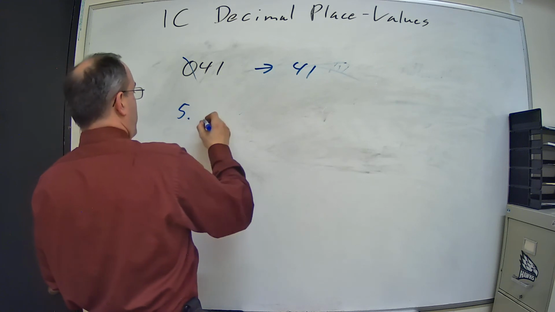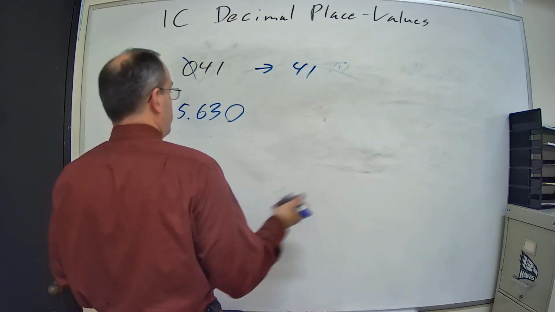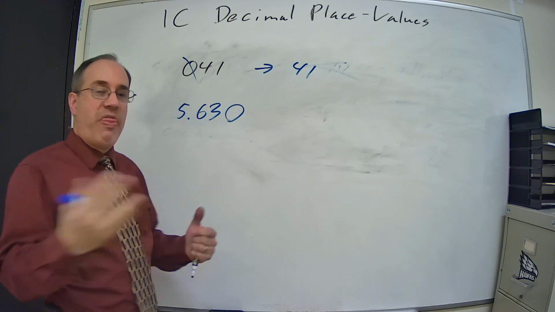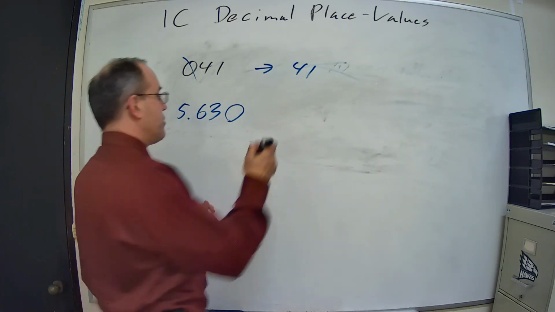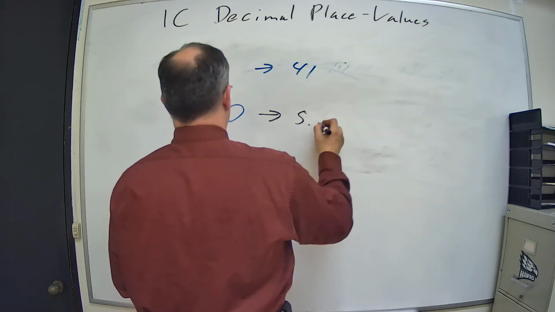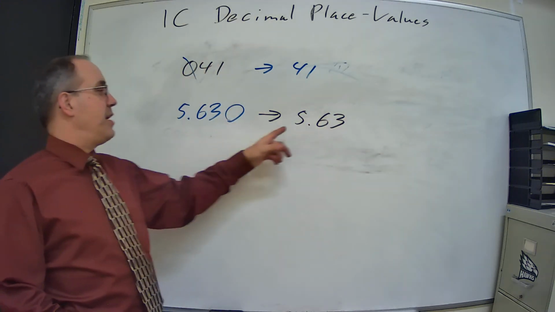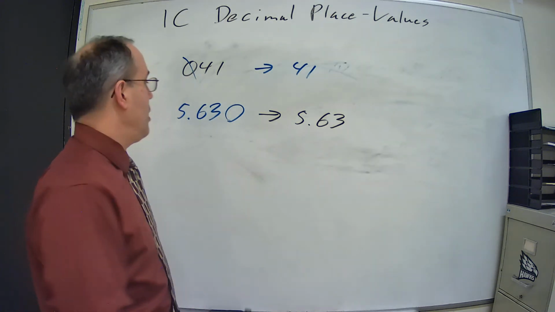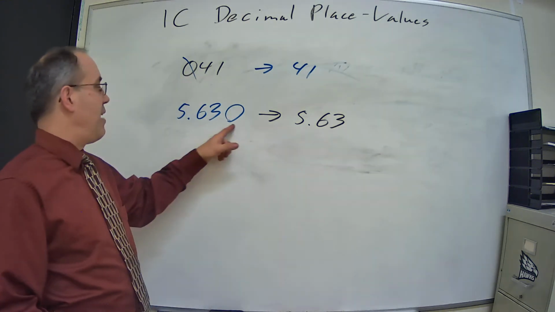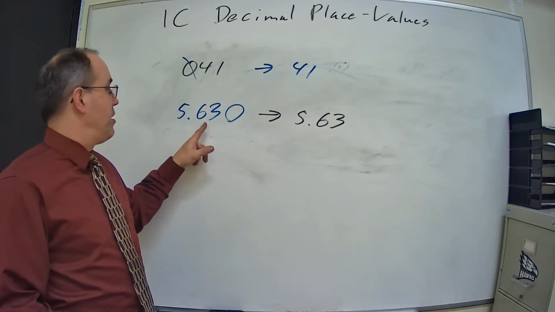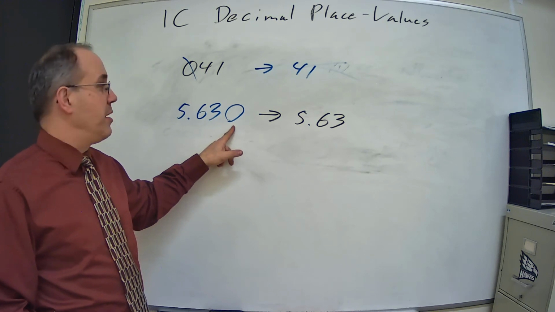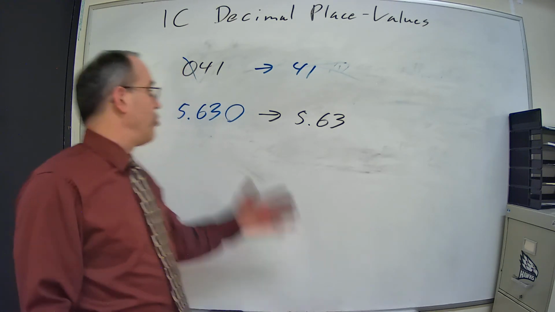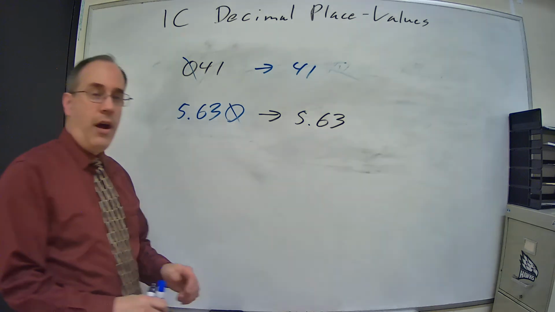What about 5.630? 5.630, which we know is 5 and 630 thousandths. What happens if I get rid of that 0? I get 5.63. 5 and 63 hundredths. Now on the decimal side, it may be a little hard to recognize that, but those are the same thing. Here I have 0 thousandths. I have 6 tenths, 3 hundredths, and 0 thousandths. Here I have 6 tenths, 3 hundredths, and I don't have any thousandths. So those numbers are the same, so that is unnecessary.